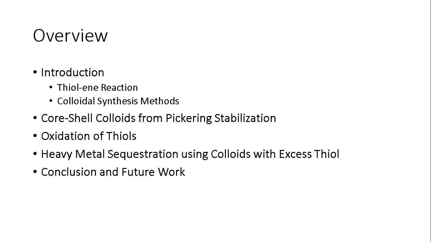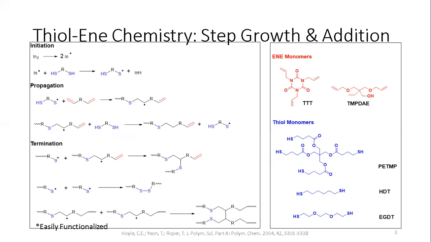So in this case, we have core shell materials made from Pickering stabilization with silica nanoparticles, so you have a different surface chemistry than a core chemistry. Then I'll be talking about the oxidation of thiols to make hopefully gels, and then heavy metal sequestration to absorb metals in solution for drinking water cleaning. Then I'll talk about some conclusions and future work.